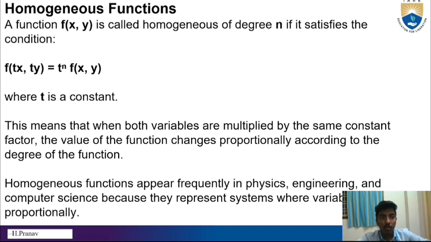So, coming to the homogeneous function, a function f of x comma y is called homogeneous of degree n if it satisfies this condition, which is f of tx comma ty equal to t power n f of x comma y, where t is a constant. This means that when both variables are multiplied by the same constant factor, the value of the function changes proportionally according to the degree of the function. Homogeneous functions appear frequently in physics, engineering, and computer science because they represent systems where variables scale proportionally.